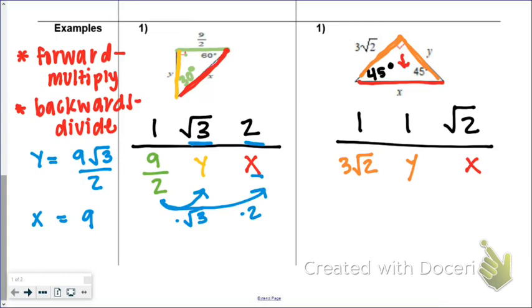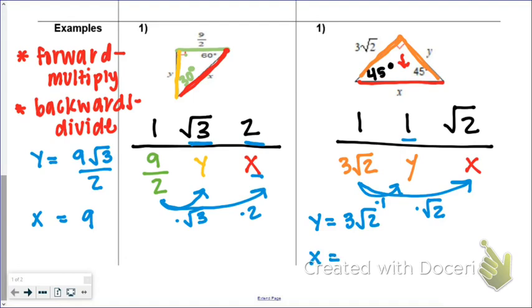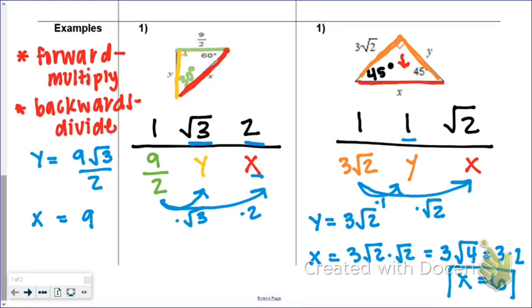Again, we're going forward, and we just multiply with what we are ending with, which is 1. To get y, we take 3 root 2 and multiply by 1, and anything multiplied by 1 is just itself. Now to get x, we go forward and multiply by root 2, because that's what we're ending with. So x is equal to 3 root 2 times root 2. We have to simplify this a little bit. We have 3, and root 2 times root 2 is root 4, but the square root of 4 is 2, so we have 3 times 2, which is equal to 6. So x here is equal to 6. Whew.